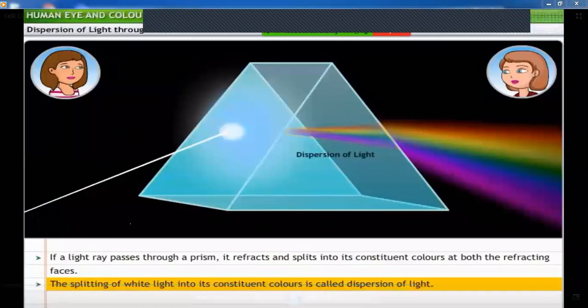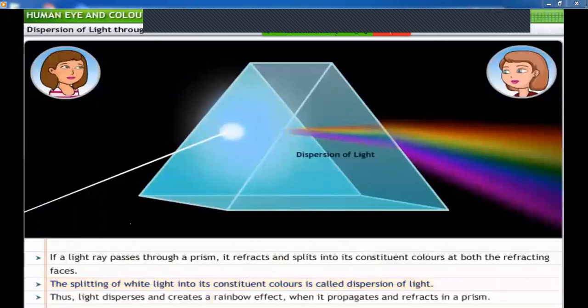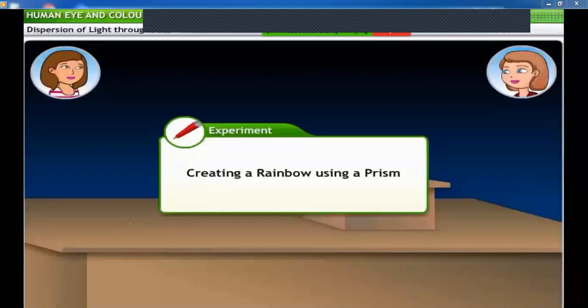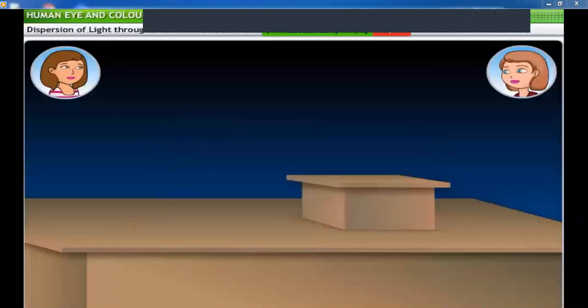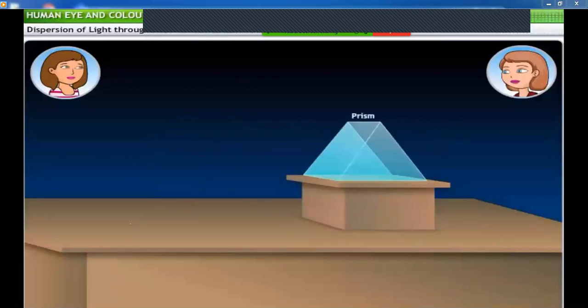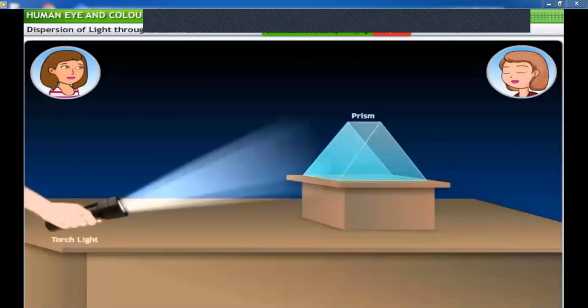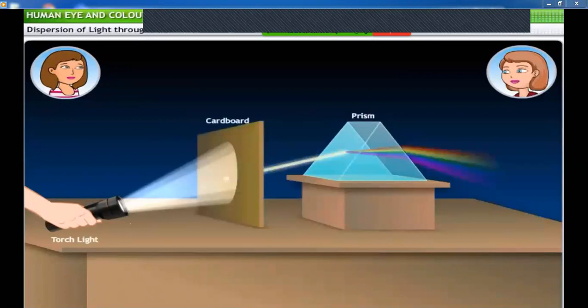This is how you get the rainbow effect through the prism as well. Light disperses and creates a rainbow effect when it propagates and refracts in a prism. Let's conduct an experiment to see how we can create this rainbow effect through a prism. For this experiment, we take a prism on a horizontal surface as shown. On one side of the prism, we place a source of white light. Between the light source and the prism, we place a cardboard having a pinhole. This helps in producing a very narrow light beam through it.